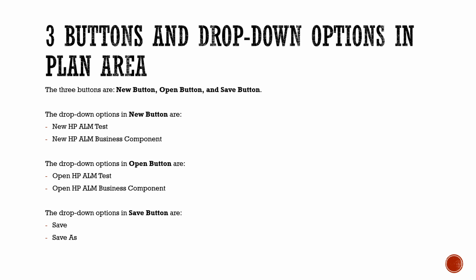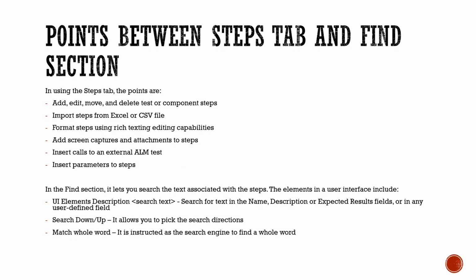The drop-down options in the New button are New HPALM Test and New HPALM Business Component. The drop-down options in the Open button are Open HPALM Test and Open HPALM Business Component. The drop-down options in the Save button are Save and Save As.